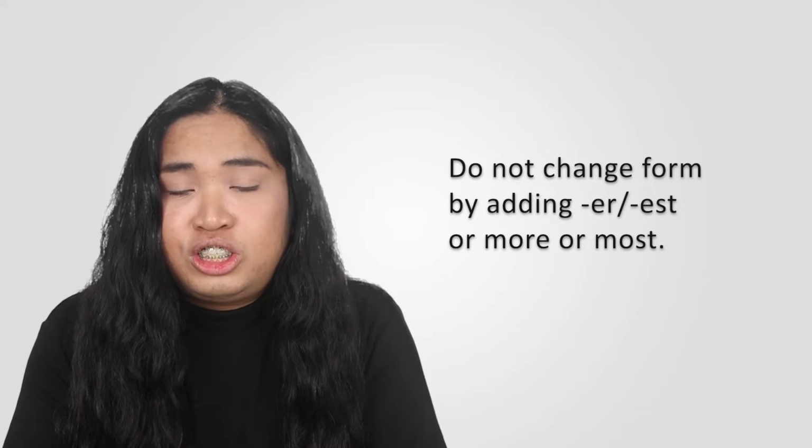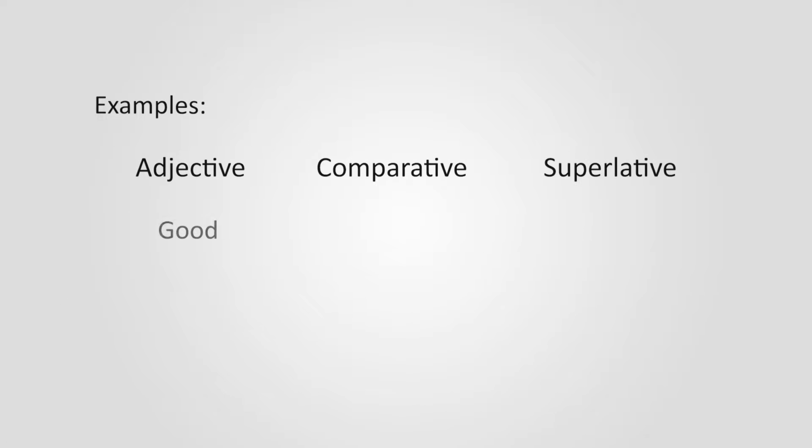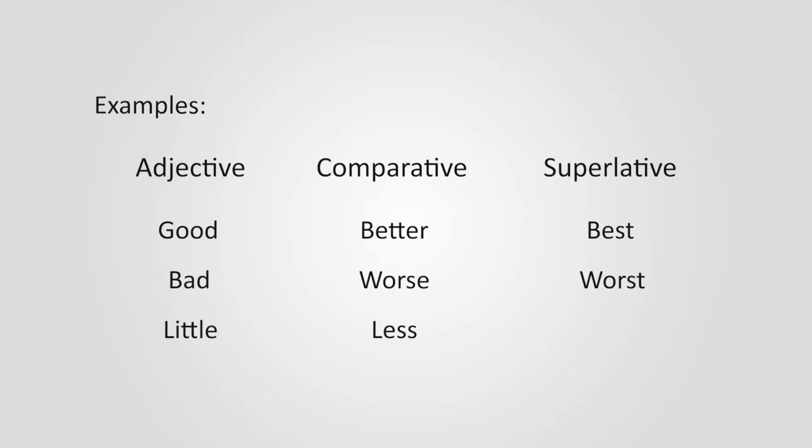Irregular comparatives and superlatives. These adjectives do not change form by adding er or est or more or most. Examples. First adjective, good. Comparative, better. Superlative, best. Second adjective, bad. Comparative, worse. Superlative, worst. Third adjective, little. Comparative, less. Superlative, least.